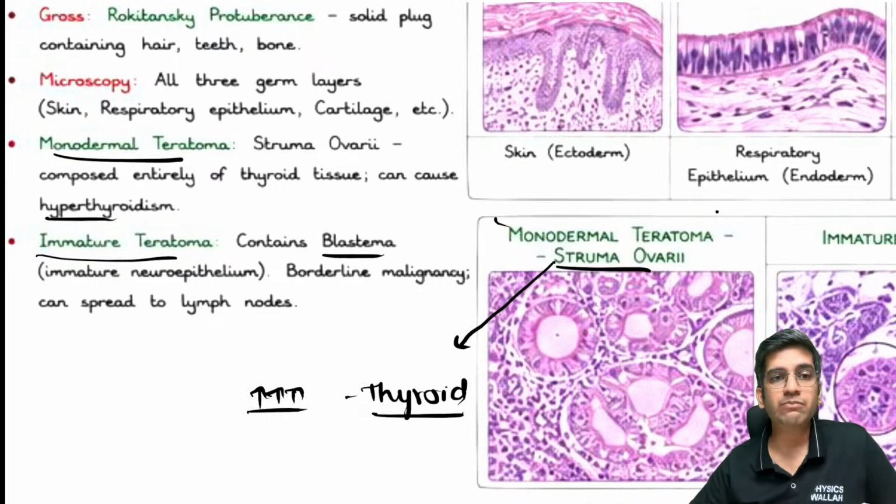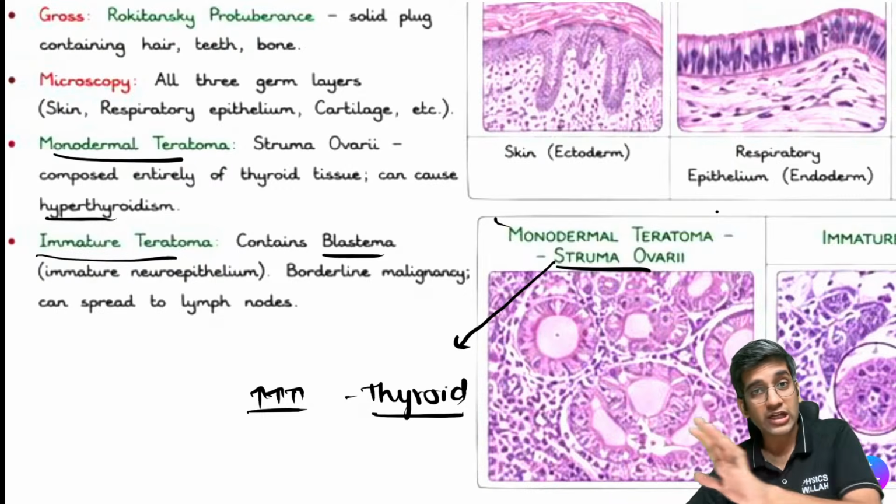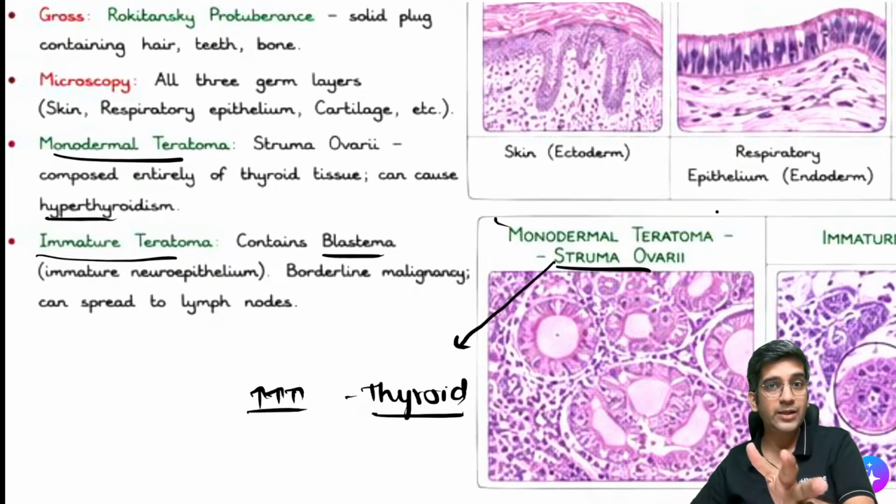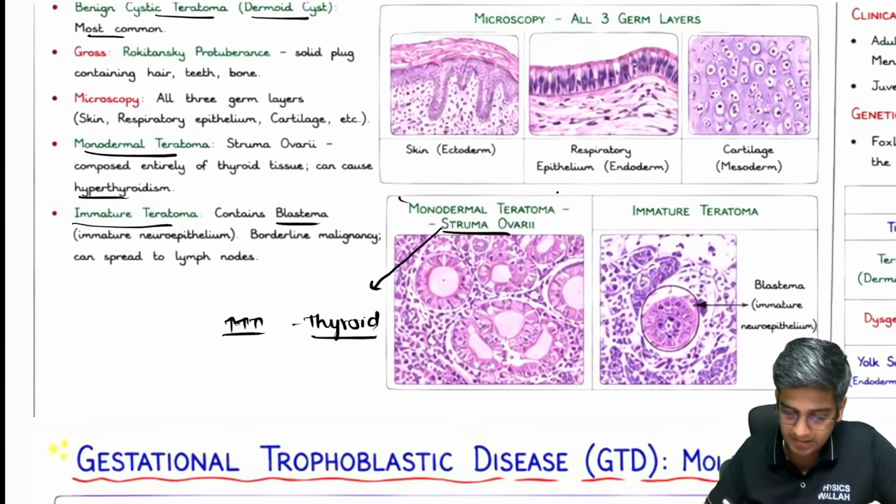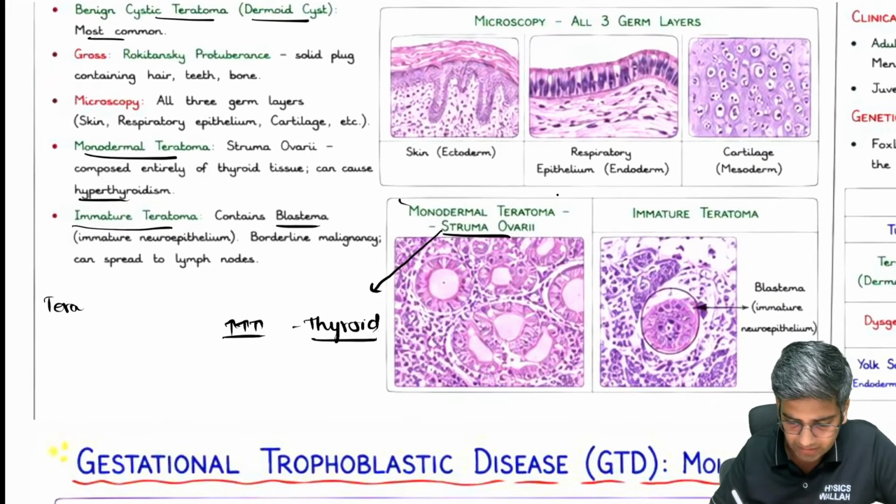The neuroepithelium will be immature, small round blue cells that we call an immature teratoma. Immature teratoma is not benign, not malignant, in between. May not spread to the lymph nodes, fine. Last but not least, there's a possibility I can also have teratocarcinoma. Okay, teratocarcinoma is malignant.